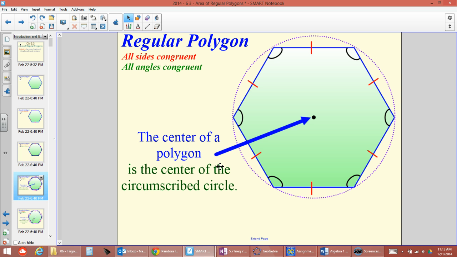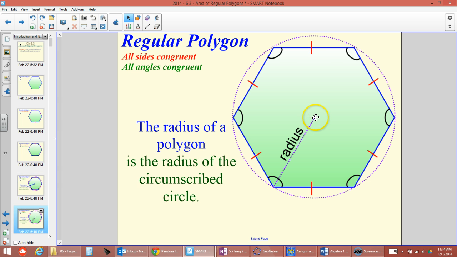Okay, this hexagon, if I put a center of the polygon, let's talk about the center in quotation marks, then actually what we do is draw a circle around the polygon. It goes on the outside of the polygon. Then the center of the polygon is also the center of the circle. And we know how to find centers of circles.